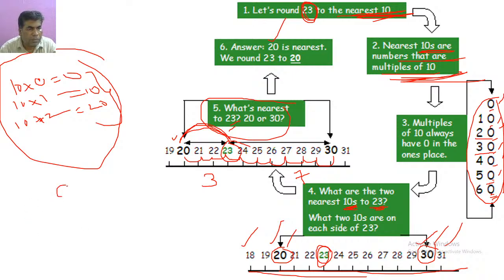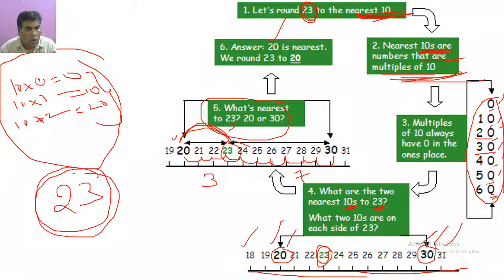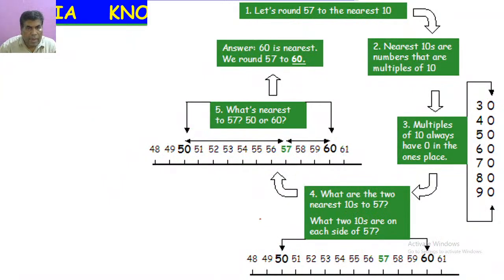So if anybody asks what is the nearest 10 to 23, what should be your answer? The answer is 20. Like that you have to guess the nearest 10. Let's see another example.